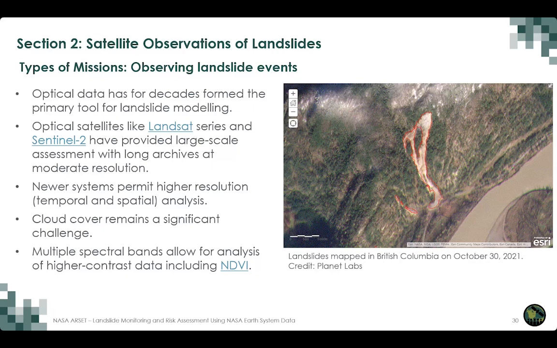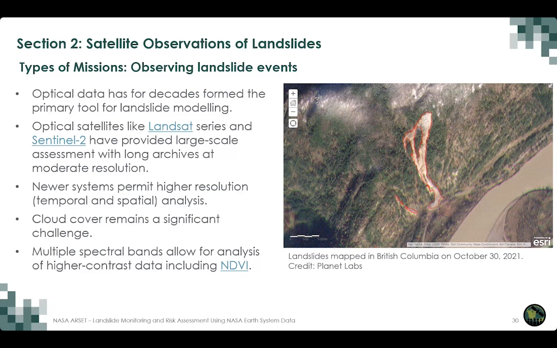And so for many years, systems like Landsat and Sentinel-2 have provided large-scale assessment with long archives at this kind of moderate resolution, around 30 meters per pixel, to understand where landslides have occurred. And this helps us categorize and map where the largest landslides around the world have occurred. And these tools remain useful even today, even although we do now have access in many cases to higher resolution commercial data sets that can be used to observe landslides at much higher fidelity and potentially observe landslides that may be smaller than we were able to observe with these older data sets.